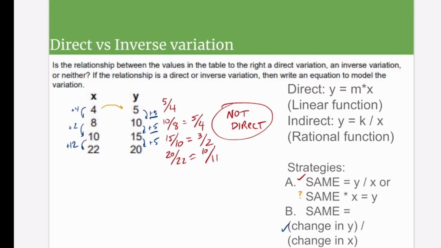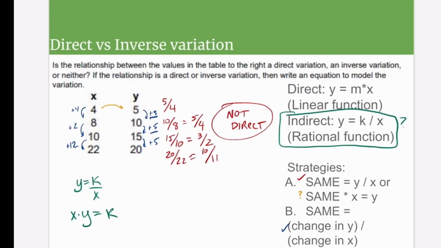So now we have to focus our attention on whether this is going to be an indirect relationship. So if y is going to equal some number divided by x, we can rearrange this. And pretty much if we multiply by x, it means when you multiply x times y, it has to give you the same number each time. So if we look at this table again, and you organize it by rows, the first row, 4 times 5, gives us 20. The second row, 8 times 10 is going to give us 80. 10 times 15 is 150, so this is not going to be indirect either.